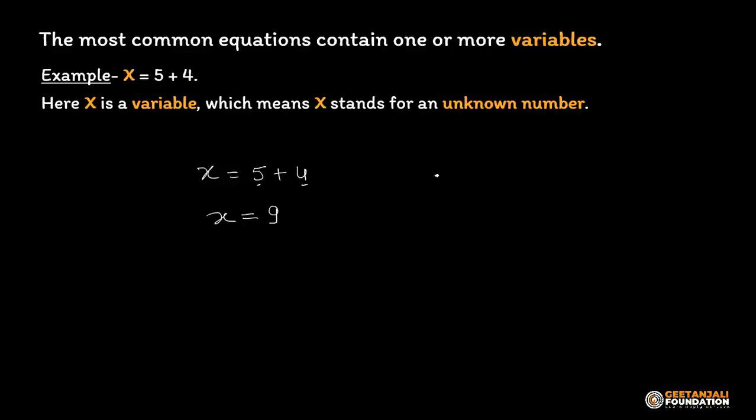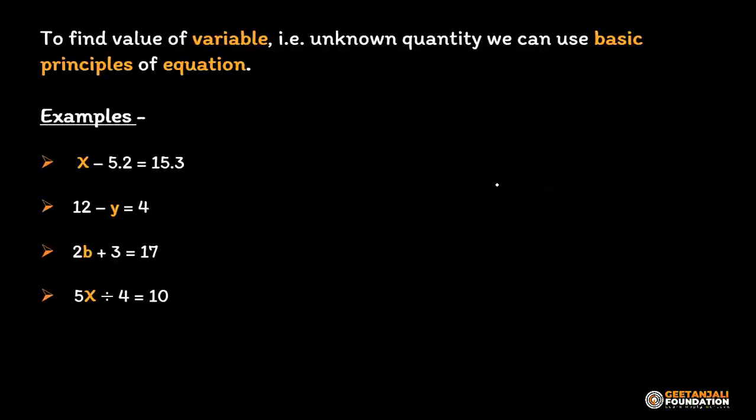Now, if I substitute 9 for x, the equation will look like 9 equals 5 plus 4, which is a true statement. So we can use basic principles of equation to find values of the variables involved in an equation. You understand one more thing here, that when you apply basic principles of equation, it's not necessary that you apply that only to integers. You can apply basic principles to decimals, fractions, variables, anything involved in an equation. It will be applied in the same manner to everything.